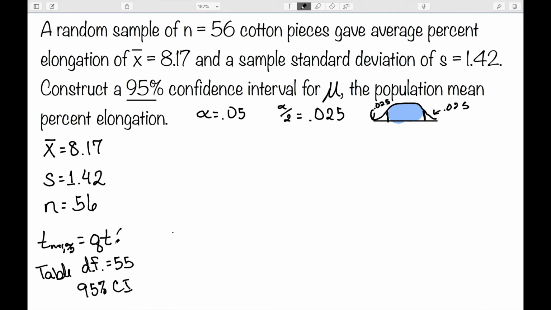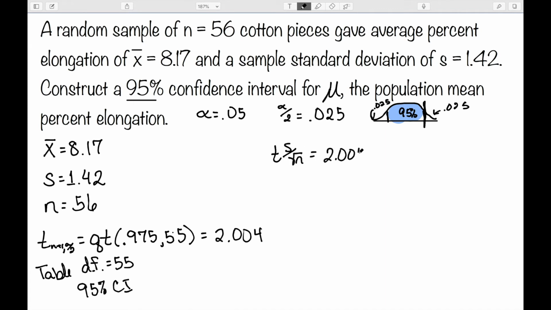In this case, we would use the qt command. What we actually want is this value here, which has 95% of the data and then 2.5%. So we actually need 0.975 with 55 degrees of freedom. And we get a value of 2.004. From there, I'm going to find the value of t times s over the square root of n. So 2.004 times 1.42 over the square root of 56.